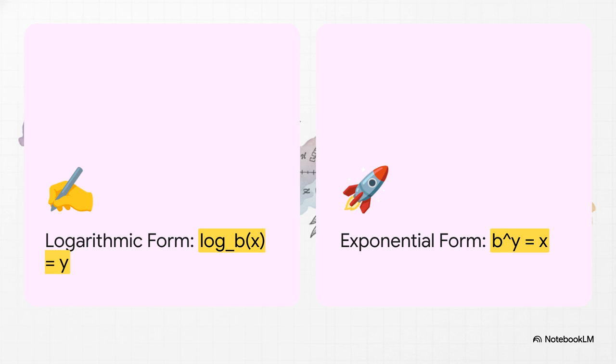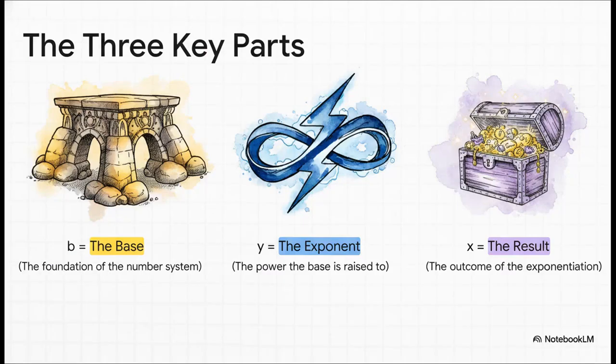Take a good look. Do you see it? They're not different ideas. They're just different arrangements of the exact same three pieces. So let's break down those pieces really quick. b is our base. That's the foundation of the whole thing. y is the exponent, which is the power we're raising that base to. And x is simply the result, what you get after you do the math. Their positions might move around when we translate, but their jobs stay exactly the same. The base is always the base.